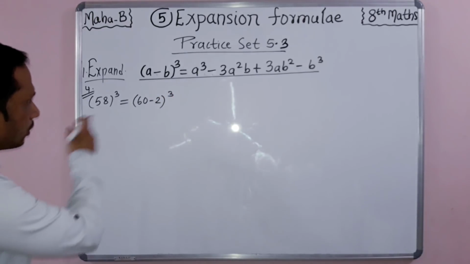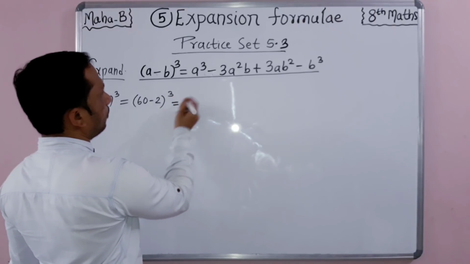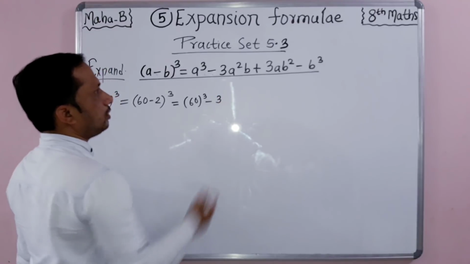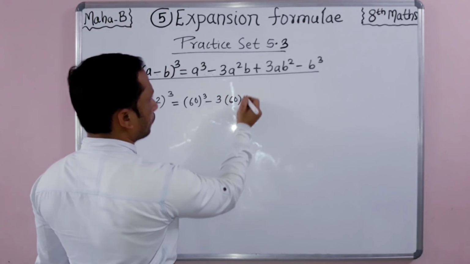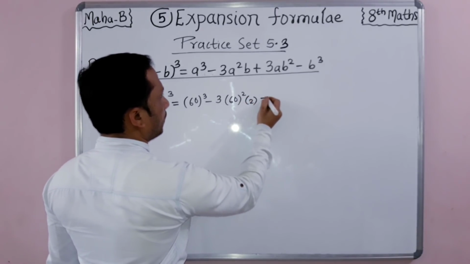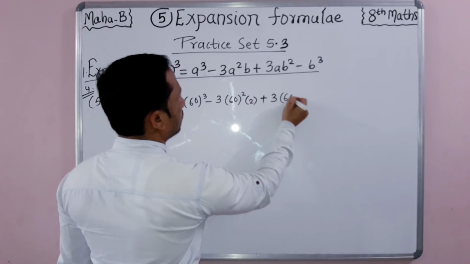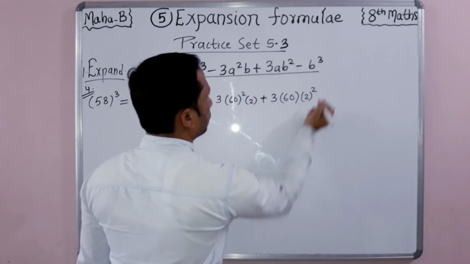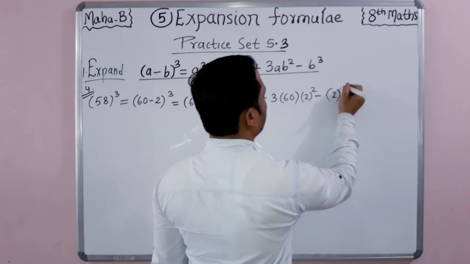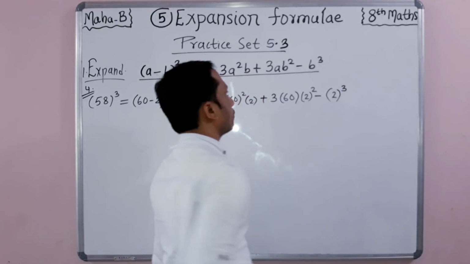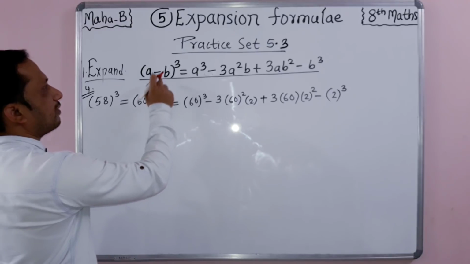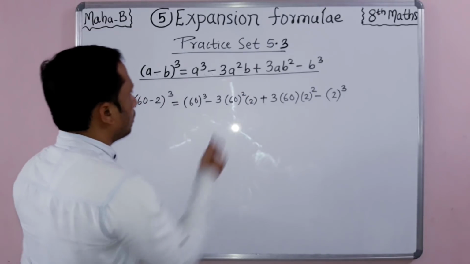Okay students, so we are going to use this formula now. See, the same formula is there. A cube is what students? 60's cube. Minus 3a square means 60 square is there, into b is what student? 2 is there, and then plus 3 into a is 60 and b is 2 square. And minus b cube is nothing but 2's cube. So this is nothing but the expansion of the given number in the form of a minus b bracket cube.